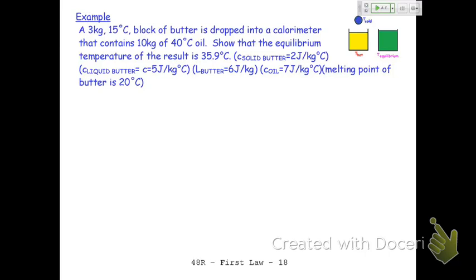So, let's make it a bit more interesting. 3 kilograms, 15 degrees C block of butter. So this is 3 kilograms, and it's plus 15 degrees C. Block of butter dropped into a calorimeter.